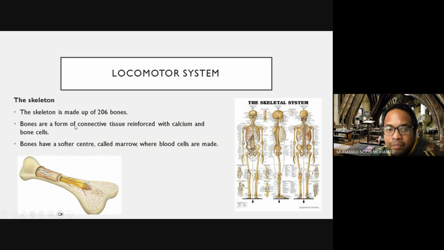So bone are formed of connective tissue reinforced with calcium. So we have two calcium that reinforcing the bone, the calcium carbonate and also the calcium phosphate, where it is abundant at the shaft and also at the cortical level of the bone itself, and also consisting of glycogen and water to ensure that the bone, although it is stiff, it still have some level of flexibility upon it. All right, next one. When we talk about bone, bone also have a softer center called a marrow, where blood cells are made.